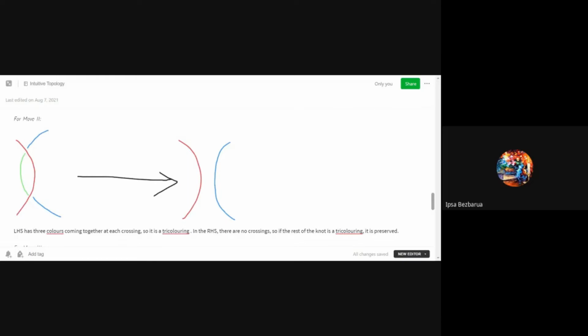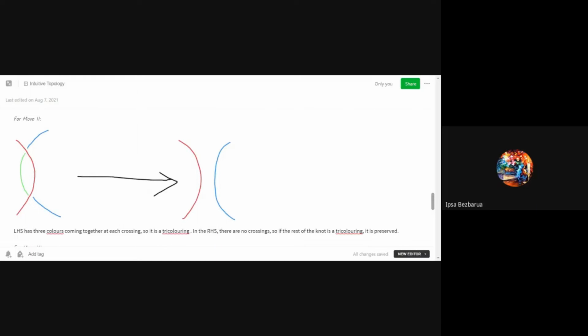So if the rest of the knot is in a tricoloring, these 2 strands, because they're not even crossing over, are not going to affect the overall tricoloring of the knot. Hence, move 2 also preserves tricolorability. And if I go from the RHS to the LHS, I can just reverse the order.